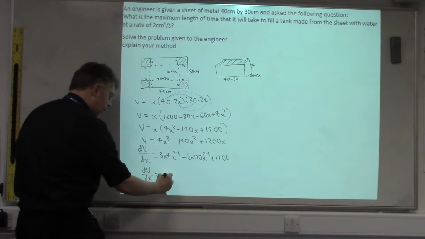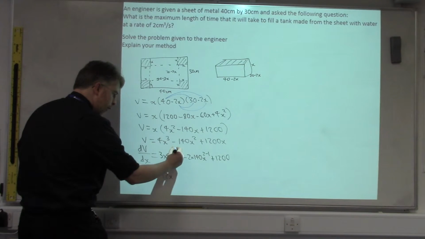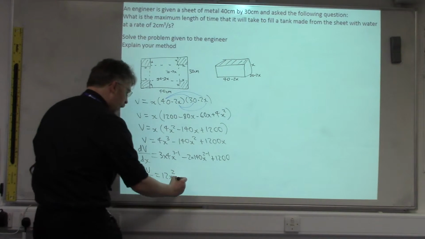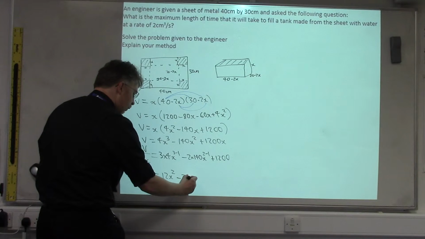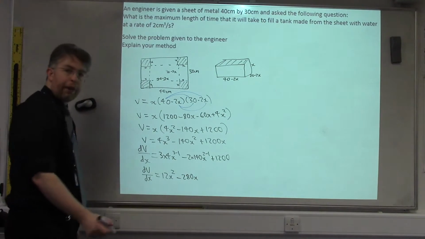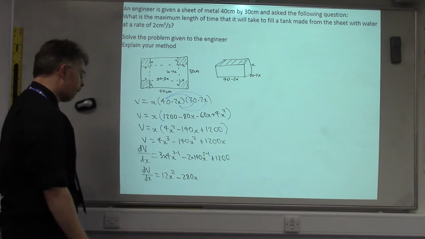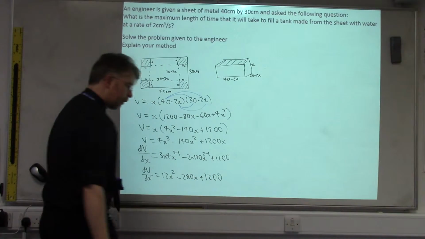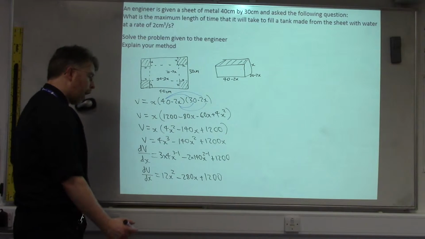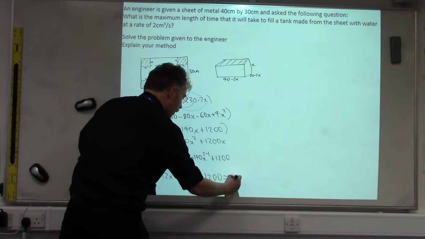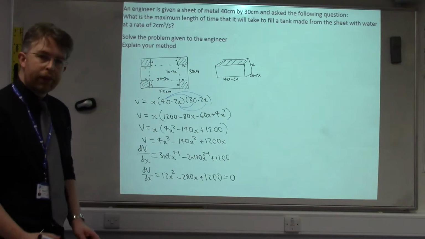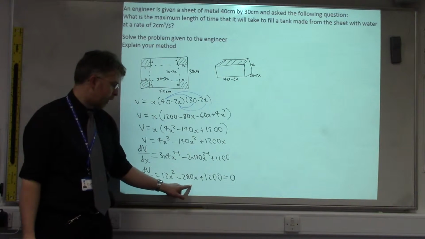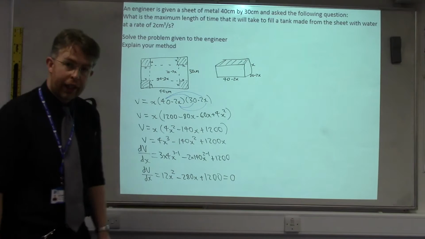Simplifying, we get 12, 3 times 4 is 12, 3 take away 1 is 2, so 12x squared. 2 times 140 is 280. 2 take away 1 is 1, we don't need to write powers of 1. Plus 1,200. And for a maximum, or any stationary point, dV by dx would be equal to 0. So we need to solve that quadratic, 12x squared minus 280x plus 1,200 equals 0.